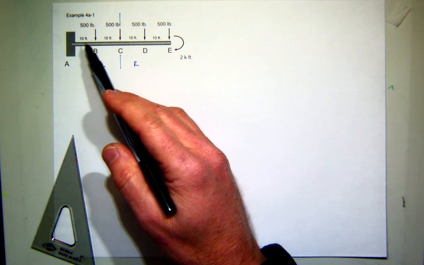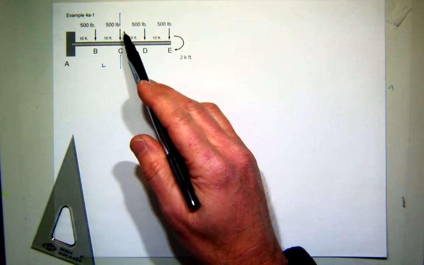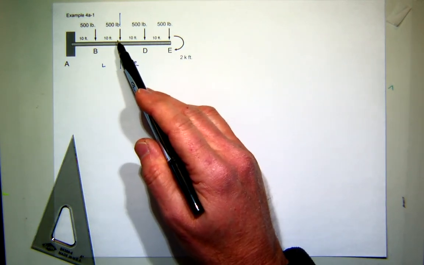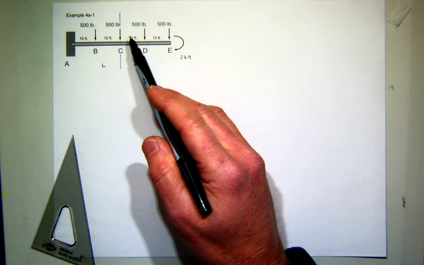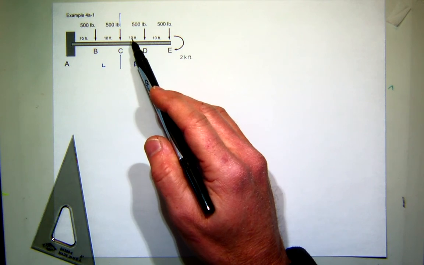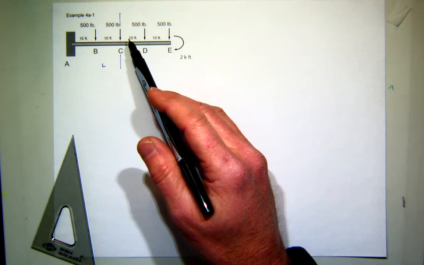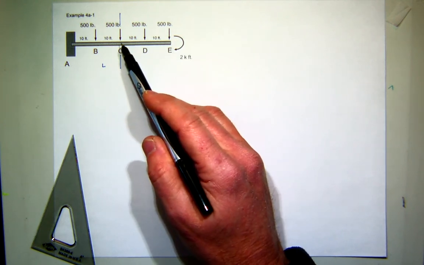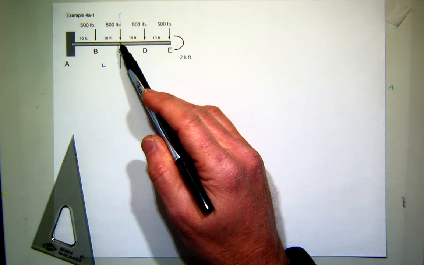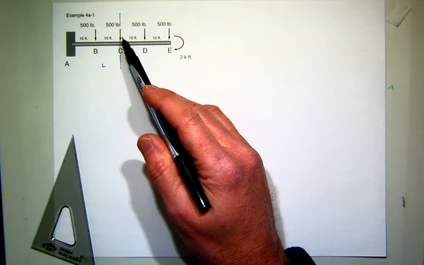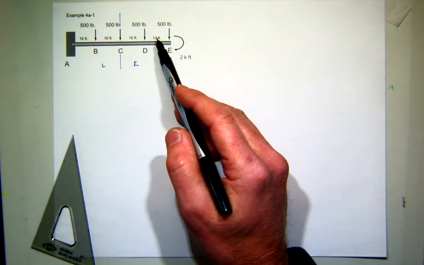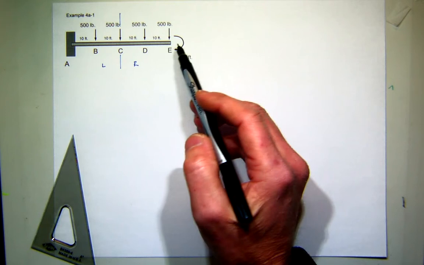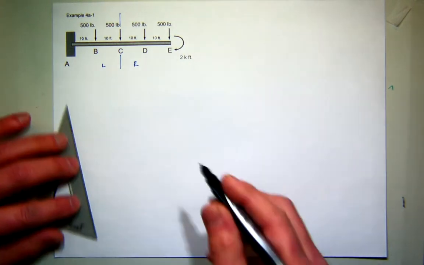So the second thing we have to consider is, am I making this cut just to the left of C or just to the right of C? I don't know. We're going to have to check both ways. So I'm going to again look at this right side, but I'm going to make the cut just to the left of C, which means the 500-pound force is on my free body, CDE. Okay? So let me write this.